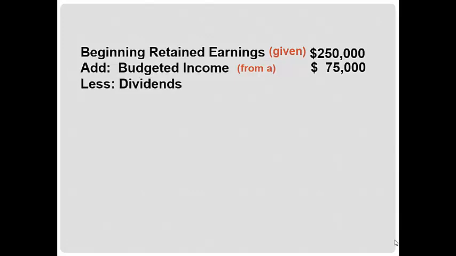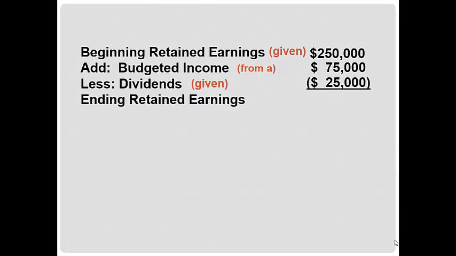Then we will subtract our dividends. Those were given to be $25,000. So we will retain $300,000. That is our ending retained earnings at the end of December.